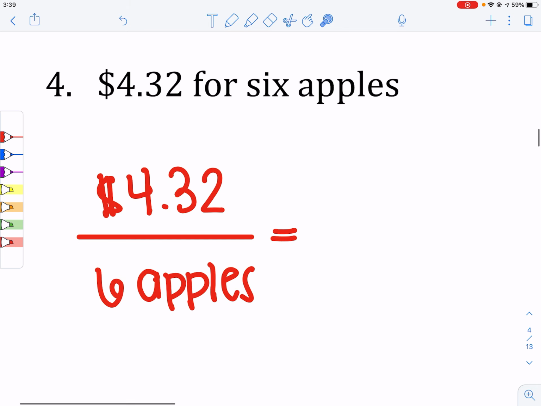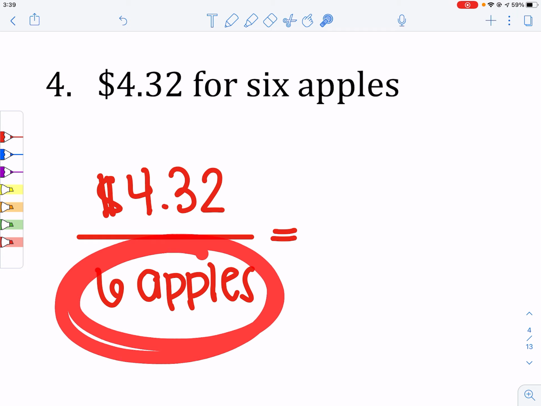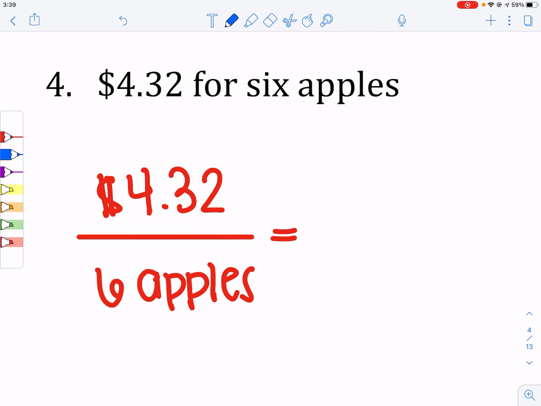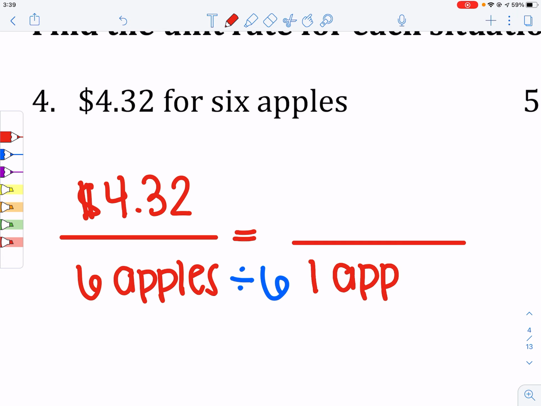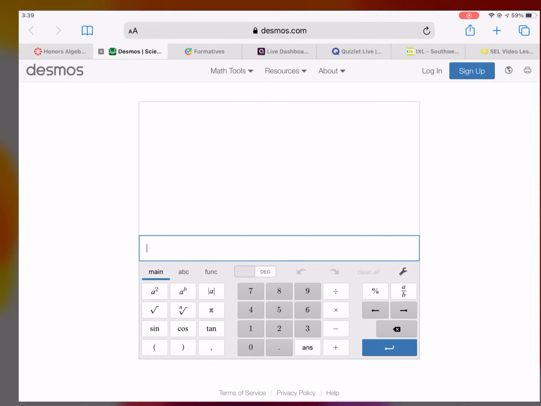So what that means is you always want your denominator or your second number to be 1. Well, if I want 6 to be 1, I have to divide it by 6. So just try to think, what can I divide 6 by in order to make it 1? Well, I know 6 divided by 6 is going to give me 1. So my denominator here is 1 apple. And then if you divide your denominator by 6, you have to do the same with your numerator. So if you do $4.32 divided by 6, open up your Desmos calculator.